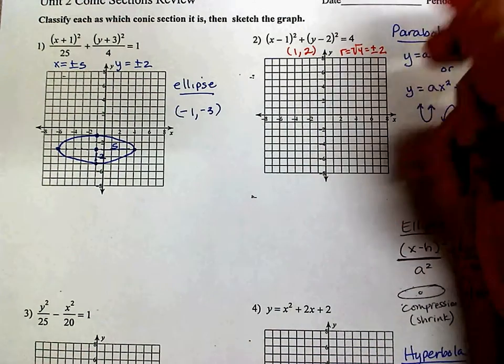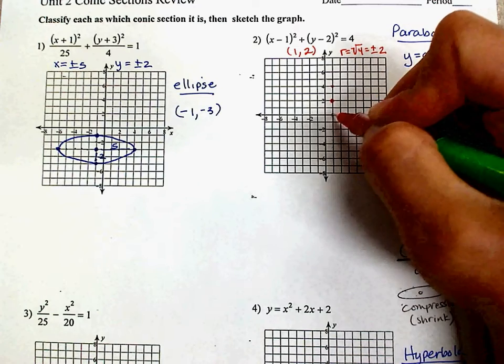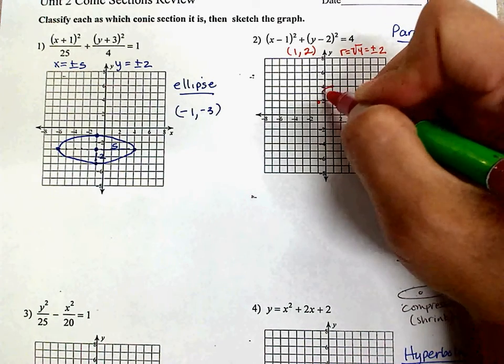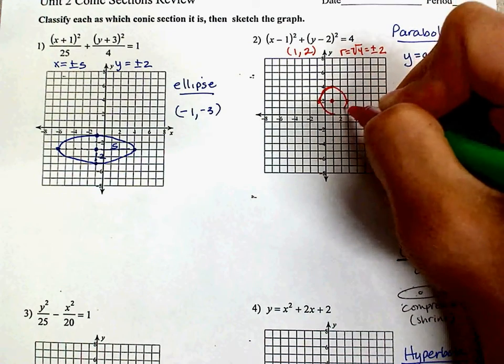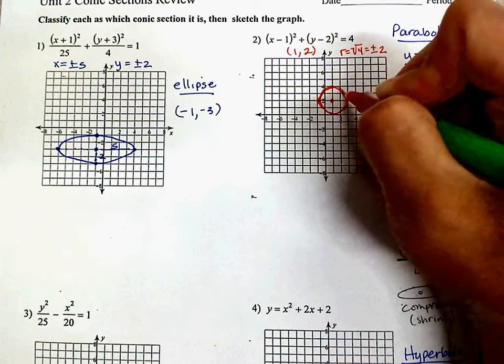So I'm going to go to (1, 2). Your radius is 2. Left 2, right 2, up 2, down 2. Try to make a good circle. You don't have to make it perfect, but make it nice, okay? Don't be lazy. And there you have your circle.